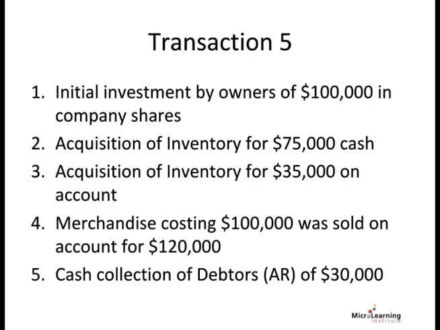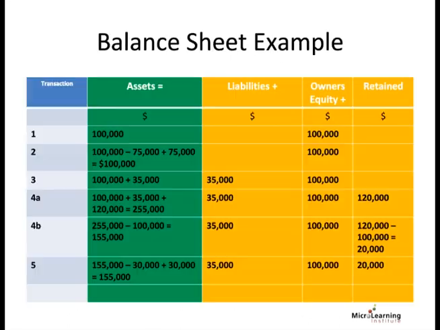In the fifth transaction, the company collects $30,000 cash from customers. This cash relates to products that have been sold on account to the customers by the company. On the balance sheet, the company reduces the value of accounts receivable by $30,000. The company also recognizes the cash received of $30,000.